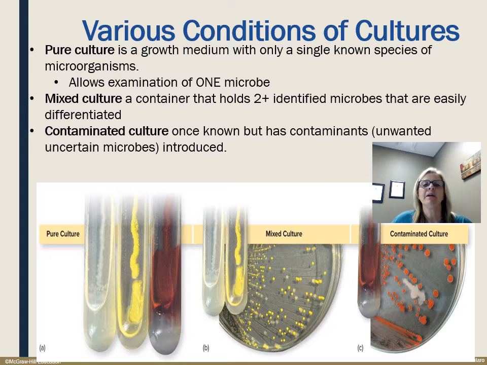So a mixed culture is going to be a container that can hold 2 or more easily identified, differentiated species of microorganisms. So here we have a mixed culture of Micrococcus luteus, which is the bright yellow one here, and E. coli. And E. coli are the white colonies.